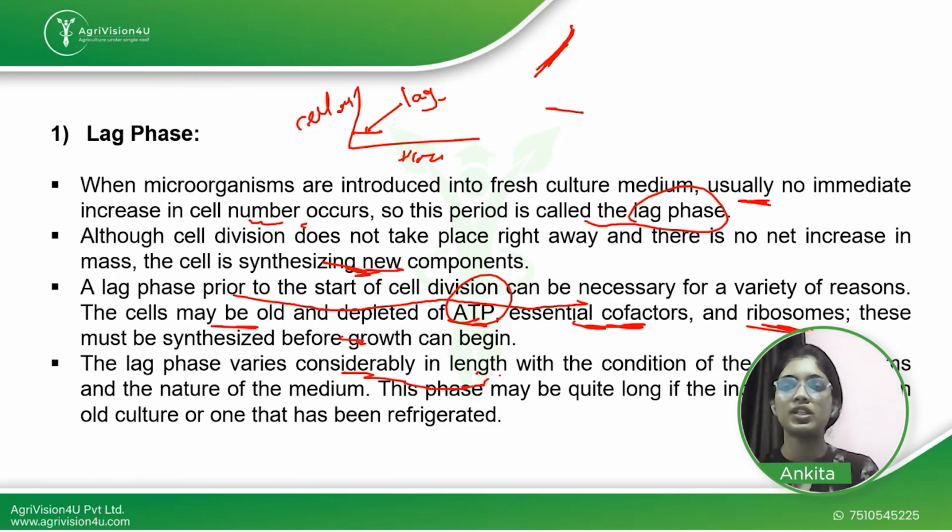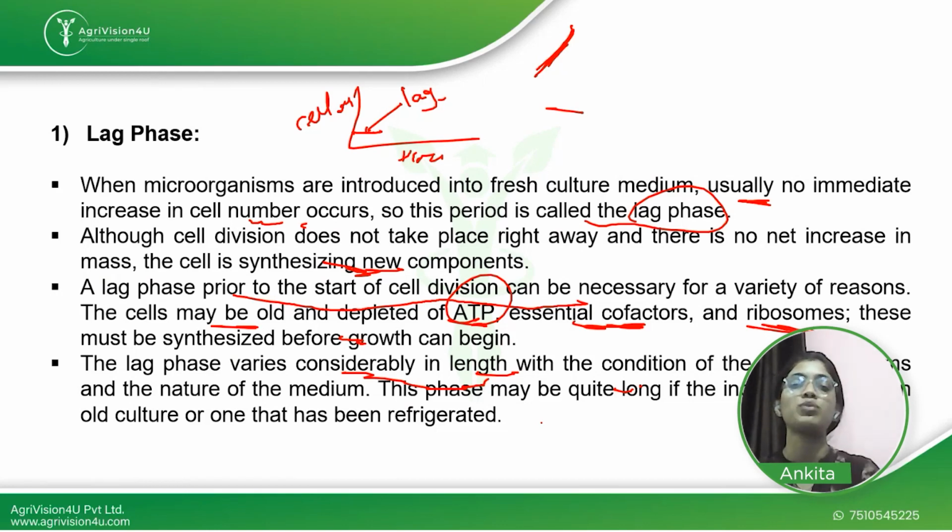It varies in length with the condition of the microorganism, meaning the nature of your microorganism and the environmental conditions. Depending on that, your time for lag phase will vary. If you have favorable surrounding conditions for growth of the microbe, the time required for lag phase will be less. But if you have the worst conditions, so that cells cannot adapt, the time required for lag phase will be more.